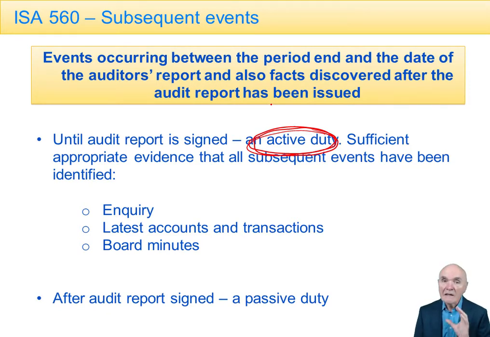We're not at the client, yet nevertheless we have this active duty to find sufficient appropriate evidence that all subsequent events have been identified. How can we do it? Well, inquiry of management. Keep asking management, has anything happened that has caused us perhaps to have another look at some of the items in the financial statements? Has a debtor gone bad? Has it turned out that some inventory which was in stock is having to be marked down because we can't sell it in the new year at all?